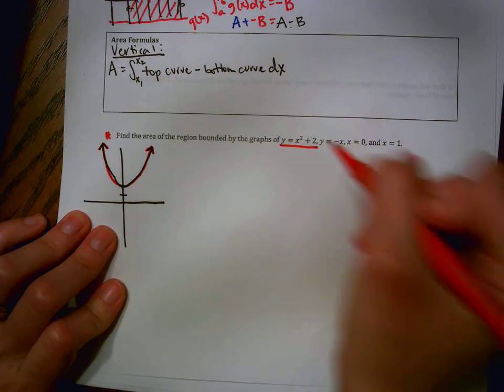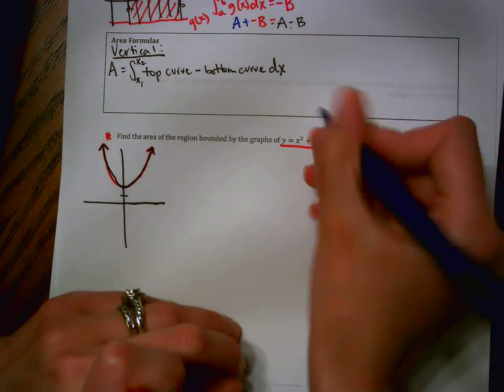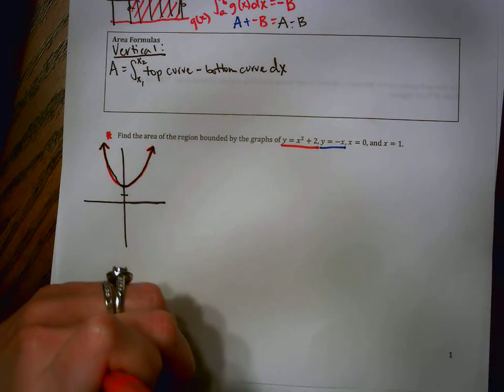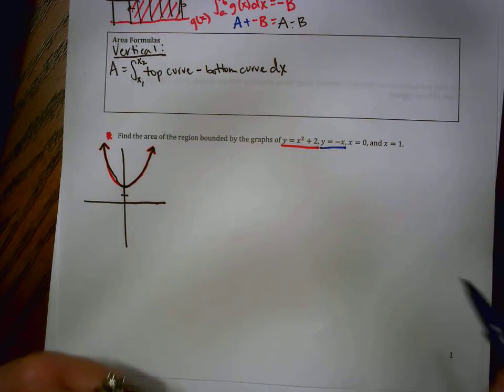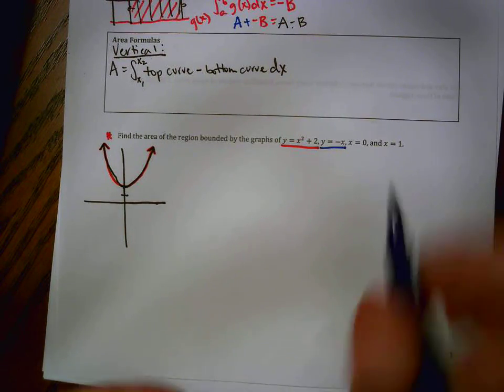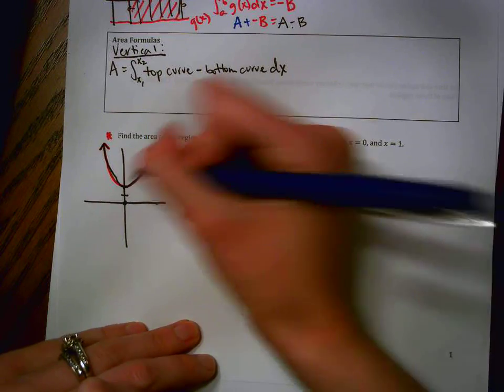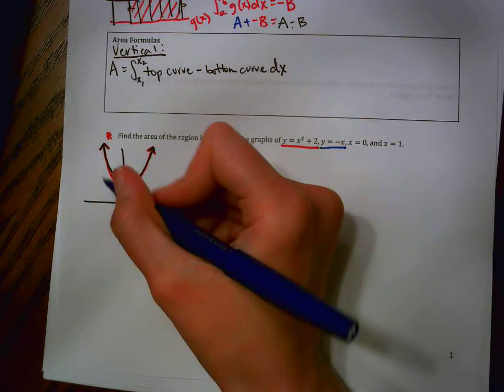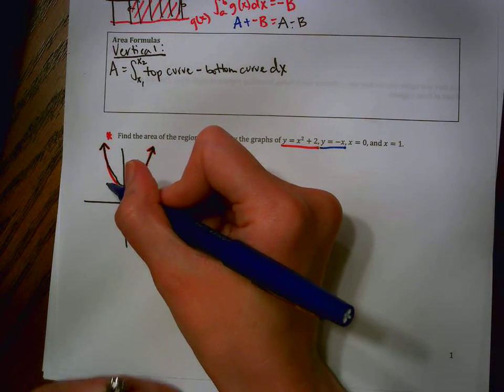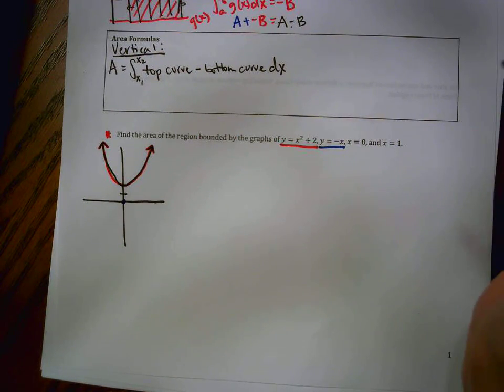Okay, that's this function. Now we got to shift y equals negative x. So what does y equals negative x look like? Alright, it's a linear line with a negative slope. It goes through the origin, and we know it goes over 1, up 1, over 2, up 2, and so on and so forth.